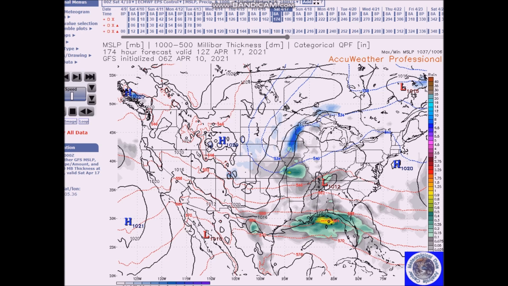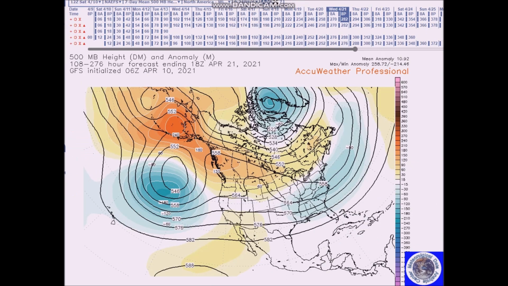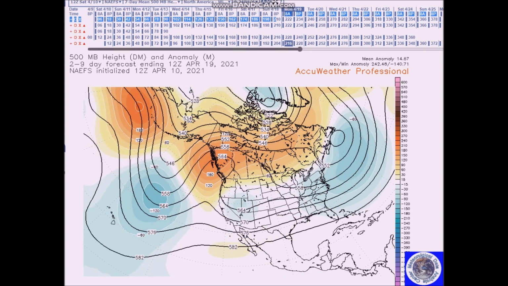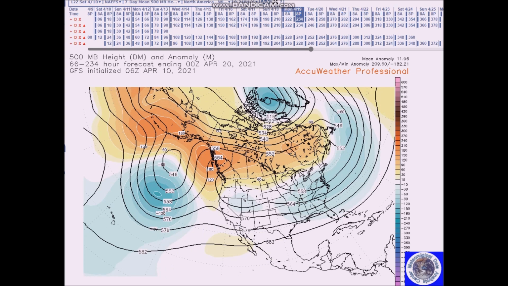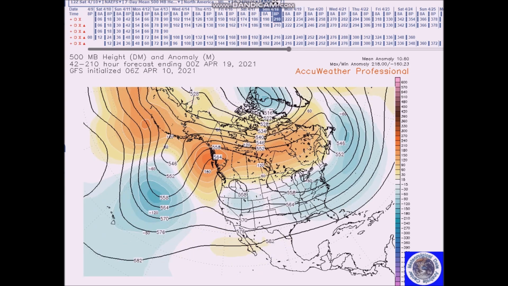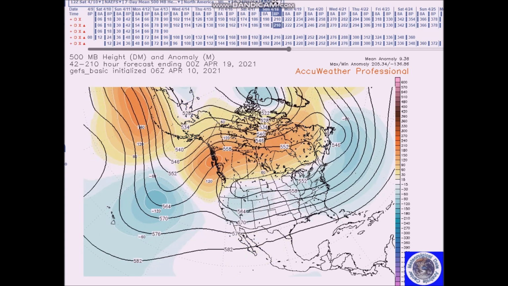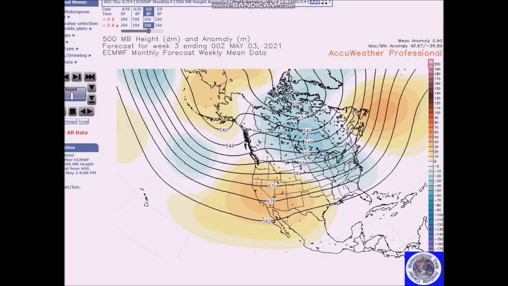Okay, we're looking at the period for April 18th to the 22nd. And we have a ridge that's over the Aleutians. Over the Aleutians, western Canada, and into the west. Now, during this period, the GFS shows it, but the weeklies, the European weeklies, show it better.